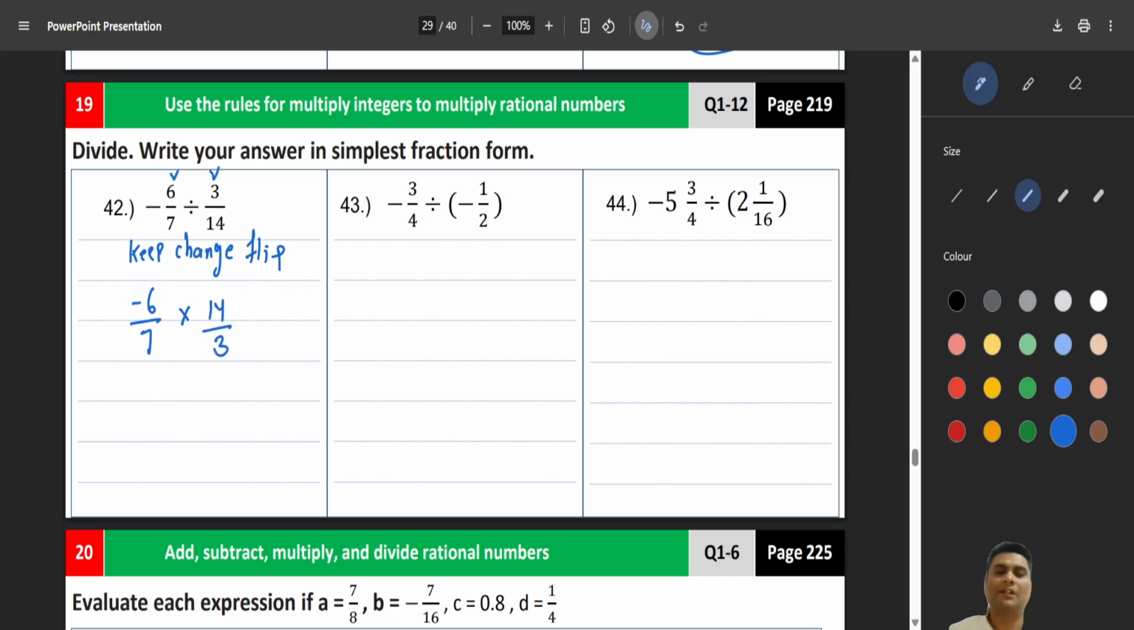Now this became a multiplication question and you know how to do it, correct? Can I divide the 6 with 3?